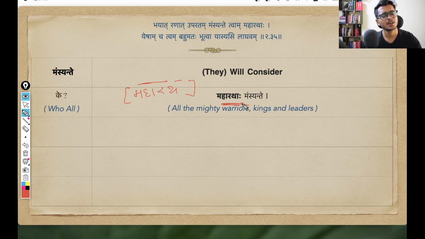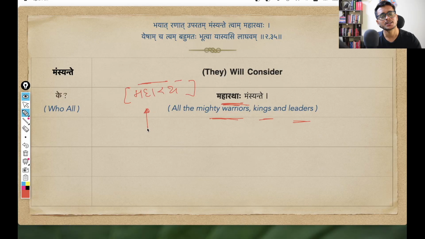Maharathaha is of course coming from the Pratipadika Maharatha. Even though Maharathi, Atirathi, all these are specialized in military ranking, here this Pratipadika is in a general sense referring to all the mighty warriors, all the kings and all the leaders who are gathered there in the battlefield of Kurukshetra right now. And of course the Prathama Vibhakti Bahuvachanam of this Pratipadika is Maharathaha, because our Kriya Pada was Bahuvachanam. So Maharathaha mamsyante: all the mighty warriors and all the kings and leaders, they will think, they will consider.